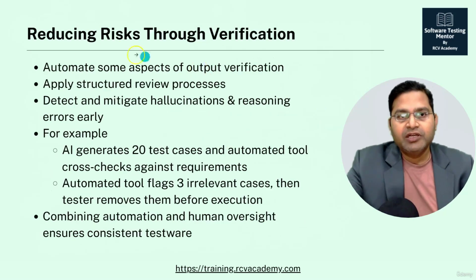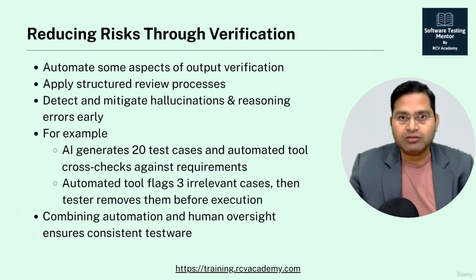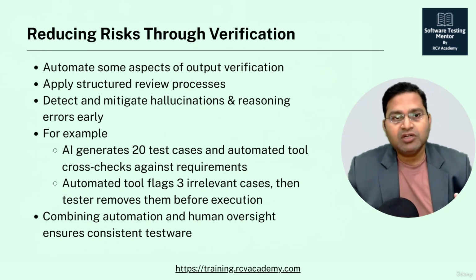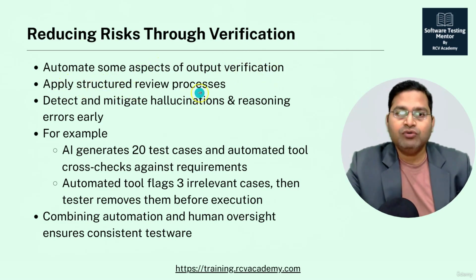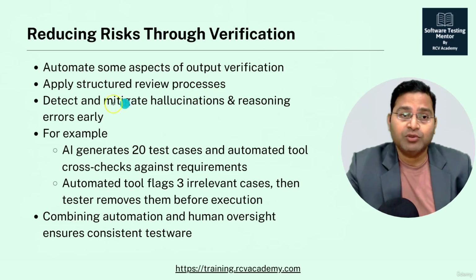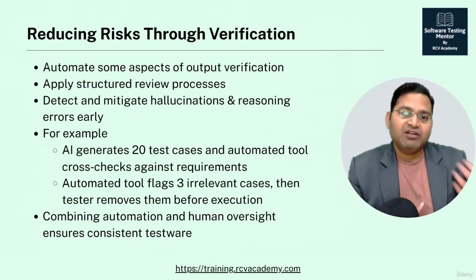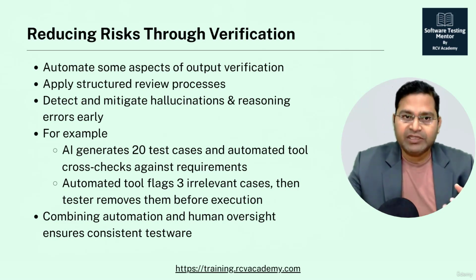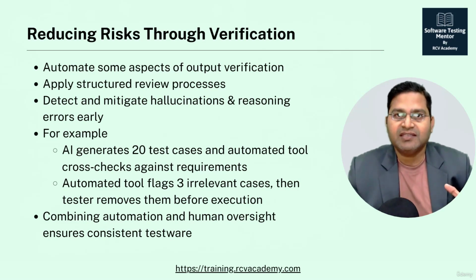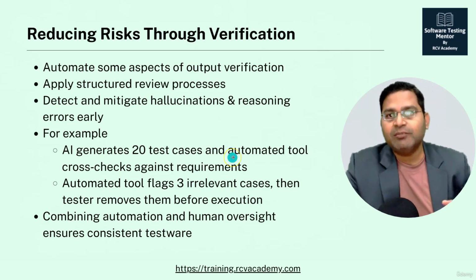Reducing the risk through verification. Automate some aspects of the output verification and apply a structured review process. These are also mitigation techniques for non-determinism. When some aspects of the output verification are automated, you then apply the structured review process to the output. You detect and mitigate hallucination and reasoning errors early. For example, if the AI generates 20 test cases, an automated tool cross-checks against the requirement whether it is producing the correct test cases or not. So that's again checking for the effects of non-determinism.